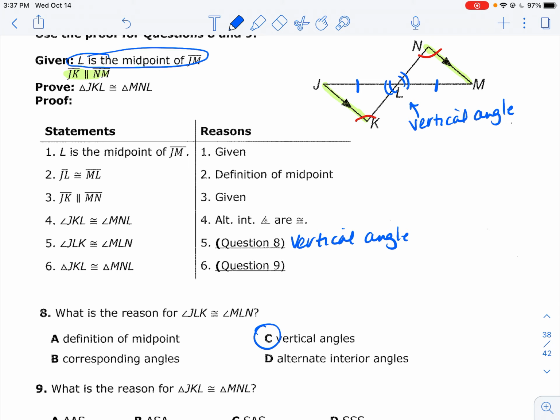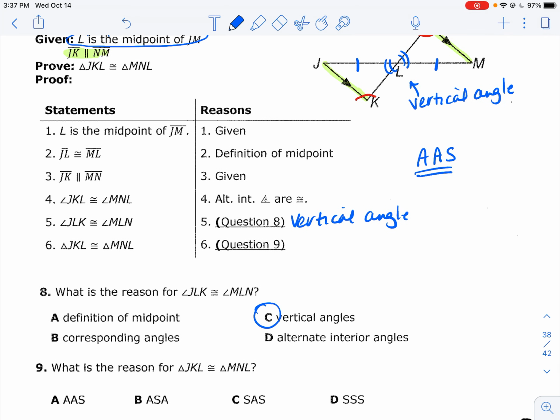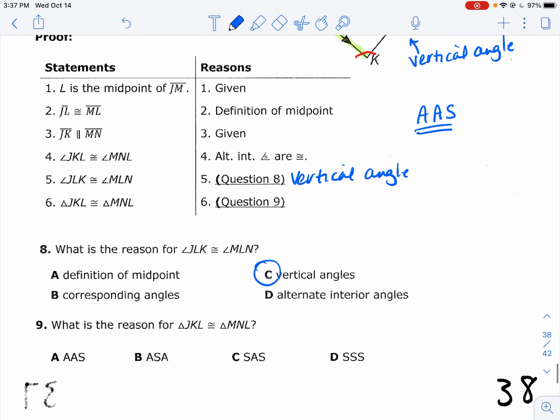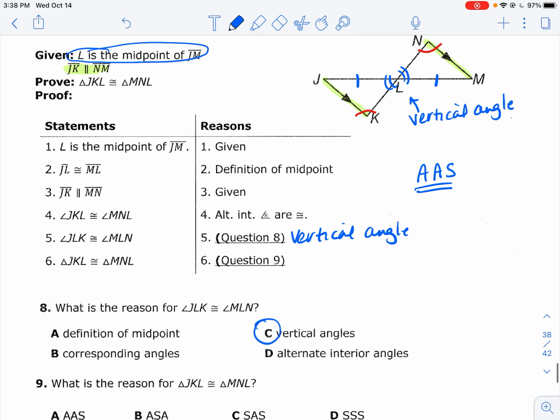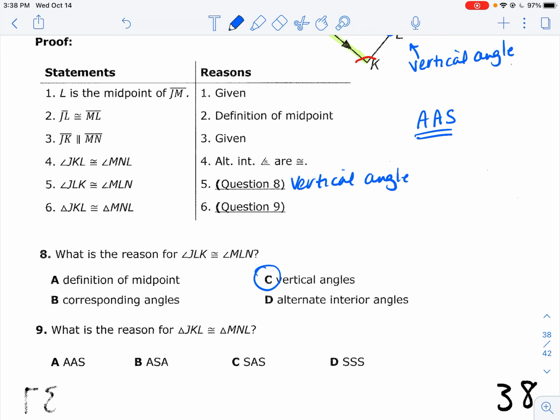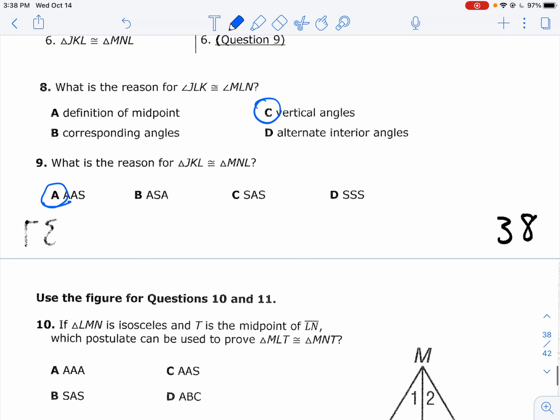So that would be C. Let's take a look at what we've got. We've got a side, angle, angle. Angle, angle, side. What do you think? That is a congruency theorem. And so if we can prove these two triangles are congruent, it can be by angle, angle, side. And so that's what I'm going to go with, angle, angle, side.